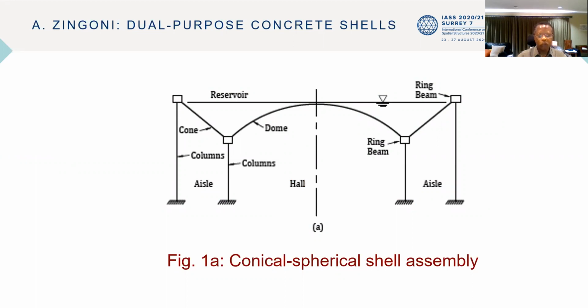The slide shows a cross-section of a building whose roof system comprises a dual-purpose concrete dome and a dual-purpose conical shell roof. The circular dome serves as the roof of a large circular hall. The conical frustum serves as the sloping roof of a circular aisle that runs around the circumference of the hall. The space above the two shells, bound between the inner surface of the conical shell and the outer surface of the circular dome, serves as a shallow water reservoir.